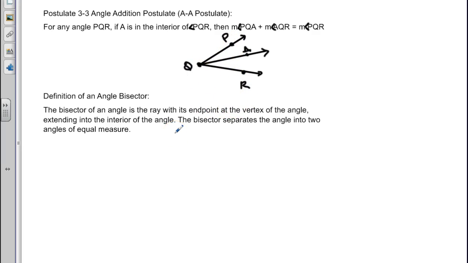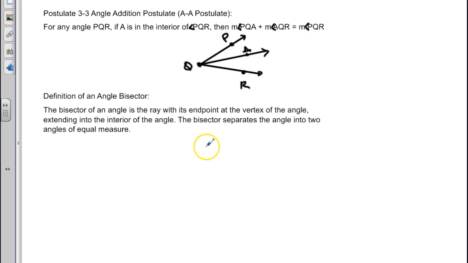All right, the definition of an angle bisector. The bisector of an angle is the ray with its endpoints at the vertex of the angle extending into the interior of the angle. The bisector separates the angle into two angles of equal measure. So if this QA were in fact an angle bisector, the difference would be it would separate PQR into exactly two angles of exactly the same measure. This doesn't necessarily do that because they didn't tell us that QA, or that A, when I draw that line through it, or the ray through it, that it would be an angle bisector.